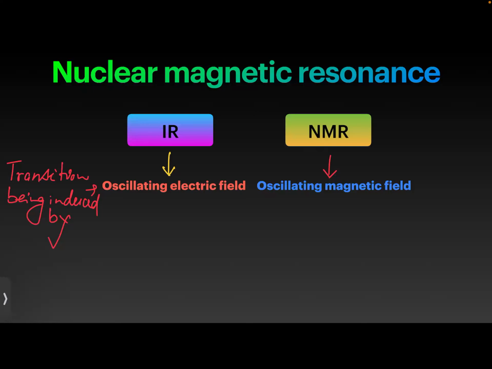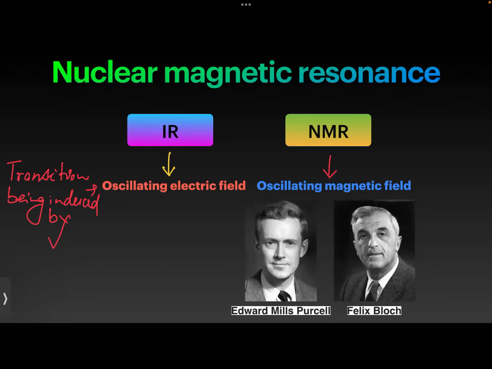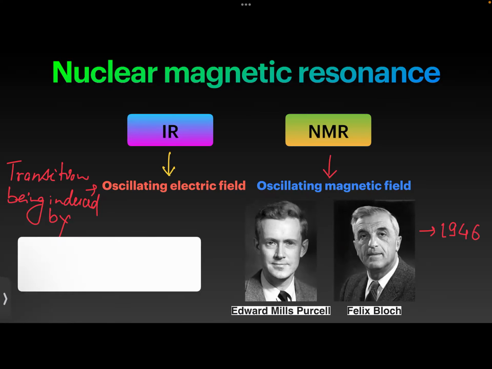Got it. So two scientists, Edward Purcell and Felix Bloch, can be called the godfathers of NMR. In 1946, they gave this NMR spectroscopy. They also got the Nobel Prize in 1952 for their contribution in that field.